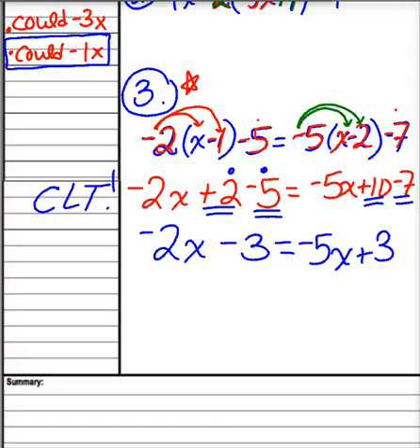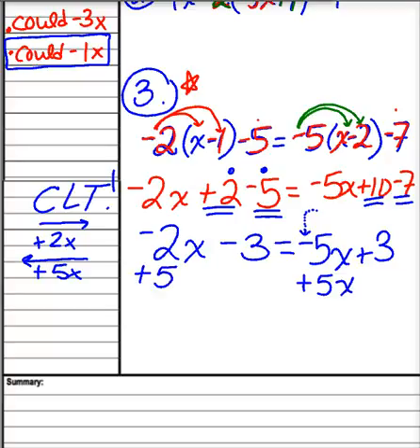I have two choices. I can either add 2x to both sides to move all my x's to the right, or I can add 5x to both sides to move all my x's to the left. Now you might say, well, 2 is smaller. 2 is, but these are negative. So this negative 5 is actually the smaller of the two. So if you choose to add 5x to both sides, you can avoid getting negatives, which is always nice. So on the left-hand side, I have negative 2x plus 5x, which is 3x's. On the right, the x's are all gone.